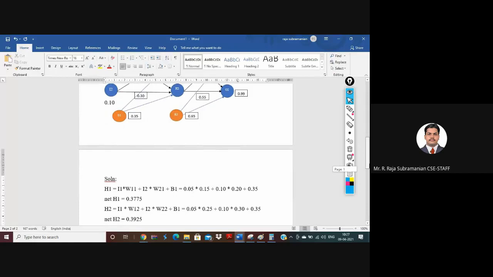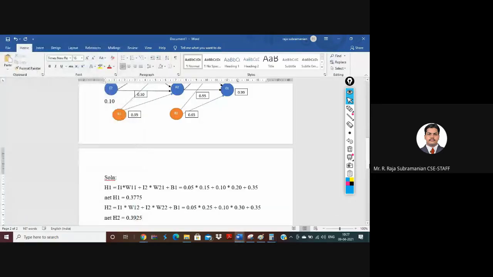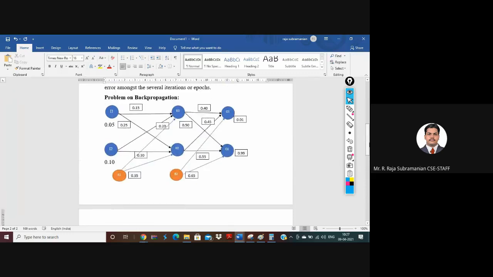Shall we proceed for O1? Yes, sir. So the answer is 0.3775, right? Yes. Now we can go for O1. Now say the formula for O1 quickly. Don't make more delay, but quickly say the answer. We have less time. Let us finish this feed forward at least. How to calculate O1?